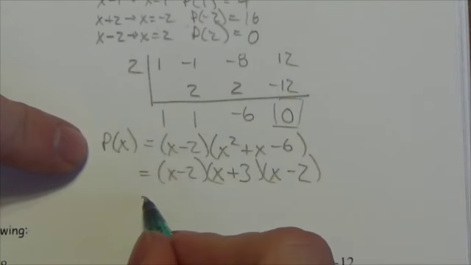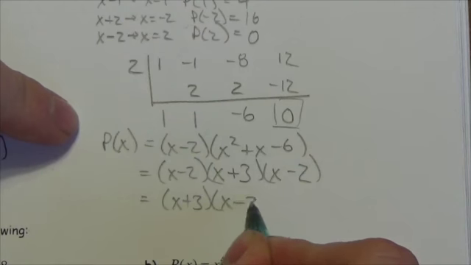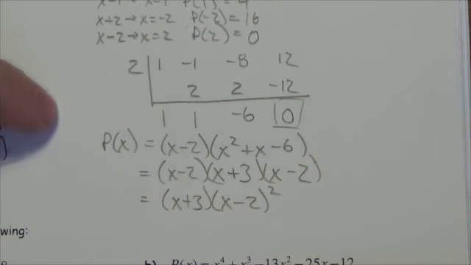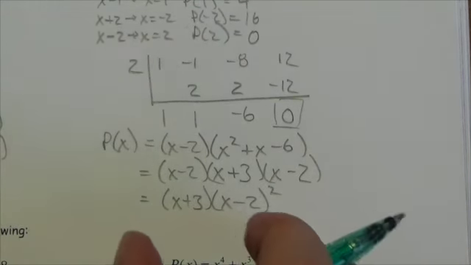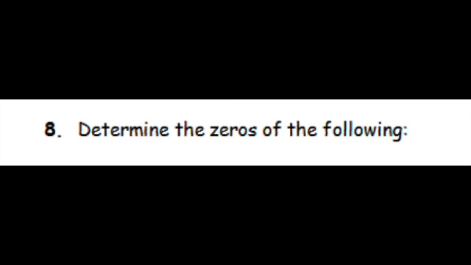Okay, and actually, so I can rewrite this. I could rewrite this as x plus 3 times x minus 2 squared. Would have been an okay way to write that in factor form. Good, that's what we're looking for. Determine the zeros of the following.